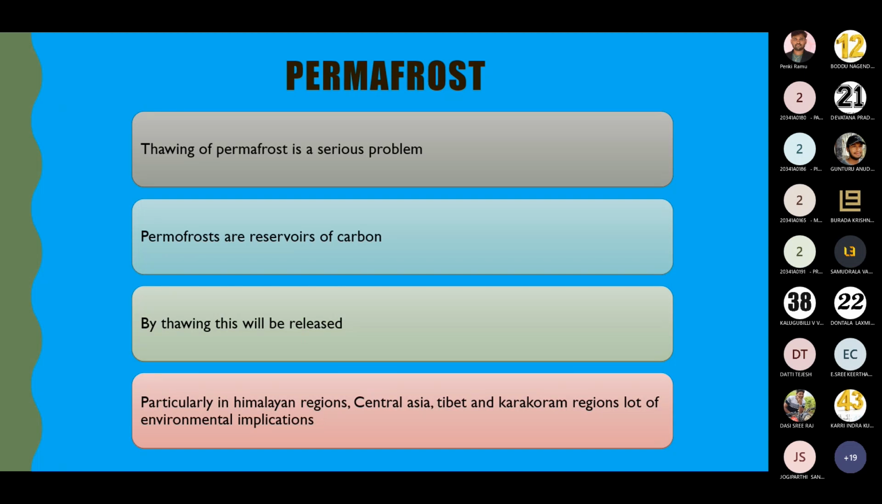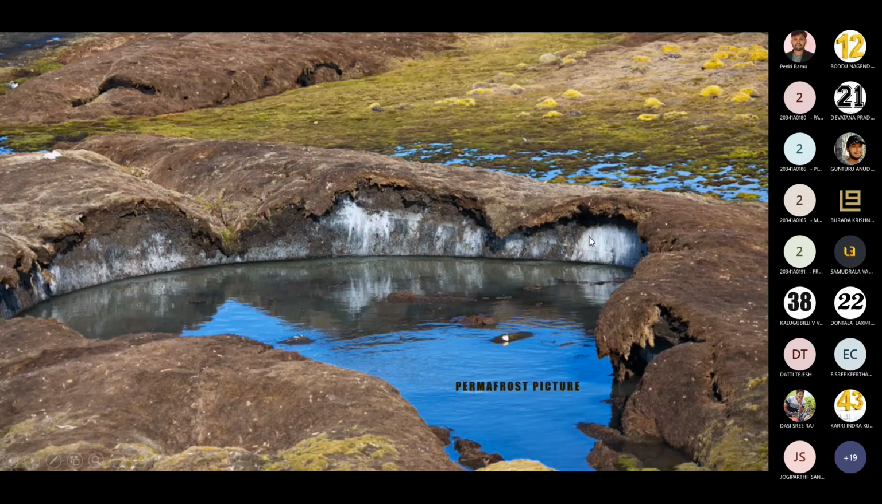If temperature increases, the energy withdrawal will not happen, and slowly energy transfer will happen into the inner layers of the earth, because of which whatever water was present in the solid state earlier is going to melt. This is going to be a serious problem because these permafrosts are natural reservoirs of carbon, and by thawing, this will be released into the atmosphere, particularly in the Himalaya, Central Asia, Tibet, Karakoram regions. This thawing of permafrost is a serious problem. So this is a simple picture of permafrost.